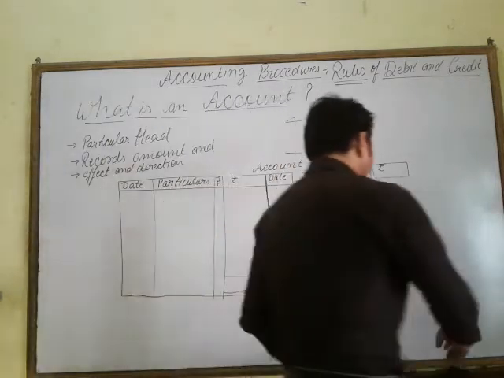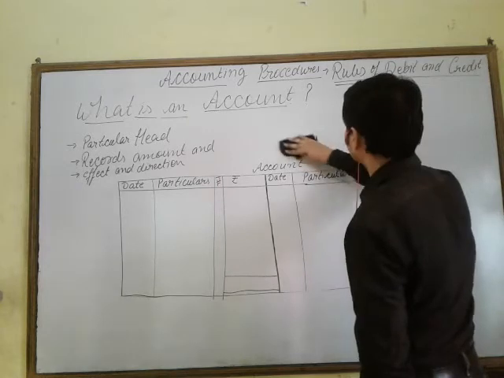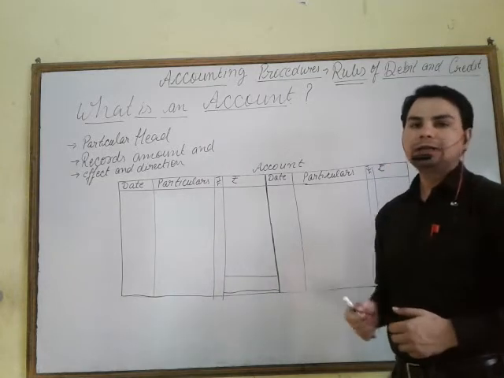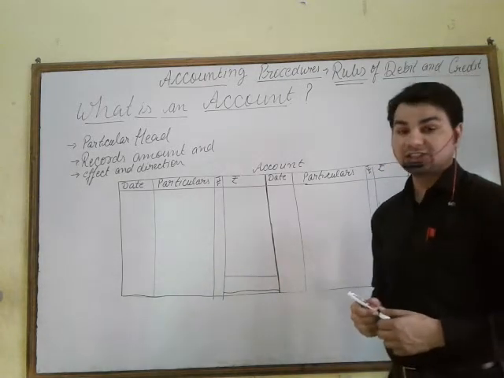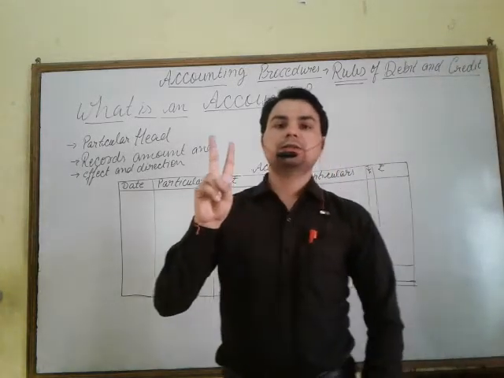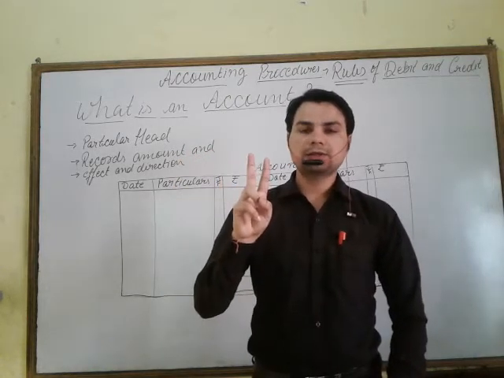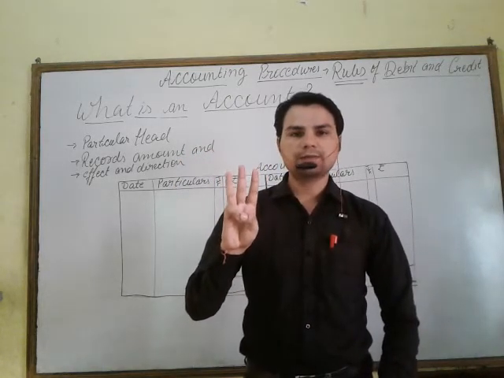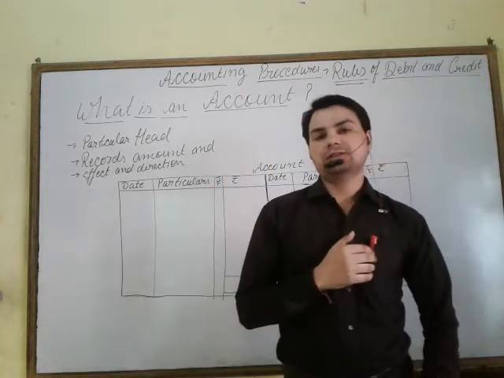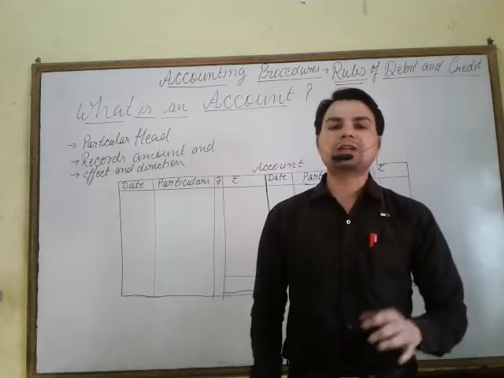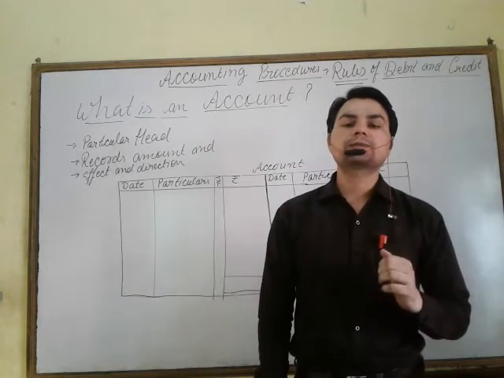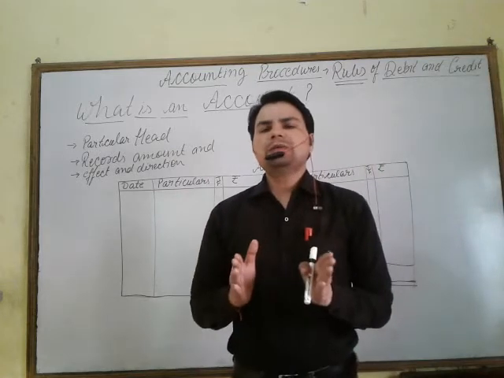Now we are going to discuss in more detail. Under a particular head, my dear students, let's suppose there are a number of transactions: first transaction purchased chair, second transaction purchased table, third transaction purchased sofa, and so on. These are different transactions. More examples of transactions: purchased car, purchased fan, purchased goods.